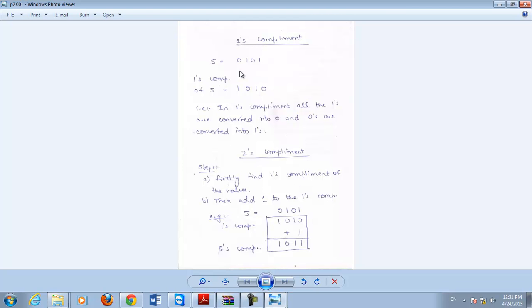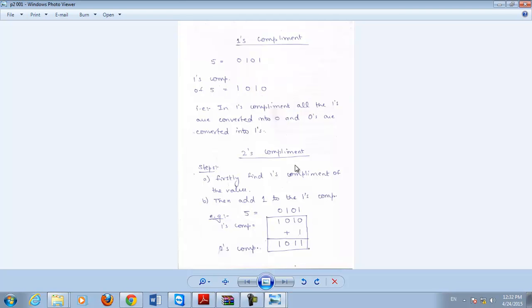You can see with an example. 5 is equivalent to 0101 in binary. It means the binary number of 5 is 0101. First of all, you have to convert all the 0s to 1 and 1s to 0 to find out the ones complement of 5. Means if you want to find out the ones complement, then all the zeros are converted into 1 and 1 is converted into 0. As you see in this example, 1 is converted into 0 and 0 is converted into 1.